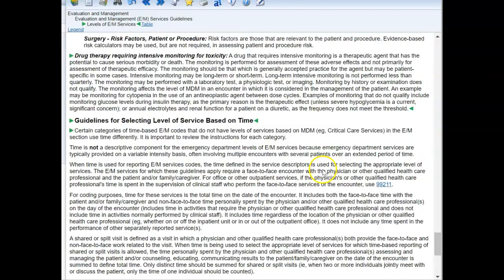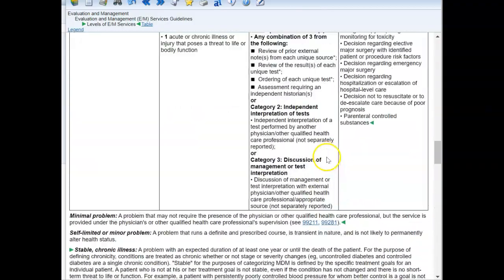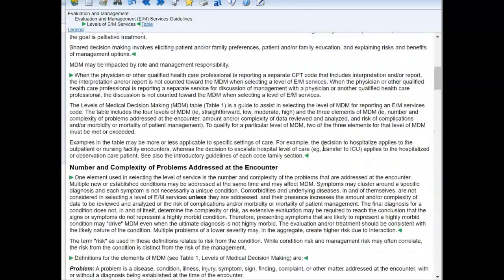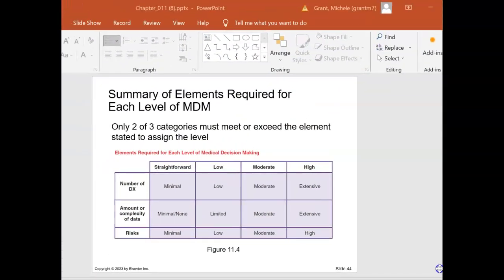So once you have that, you want to go back to the chart that I had. Once you figure out each level, you want to go back to that chart. When you're back to that chart, and you figure out the diagnosis level, the amount of complexity level, and the risk level, that's where you are going to decide if it's straightforward, low, moderate, or high. Okay. This is in a PowerPoint that you do have. The rest of the information is from your CPT book. So hopefully this helps you.